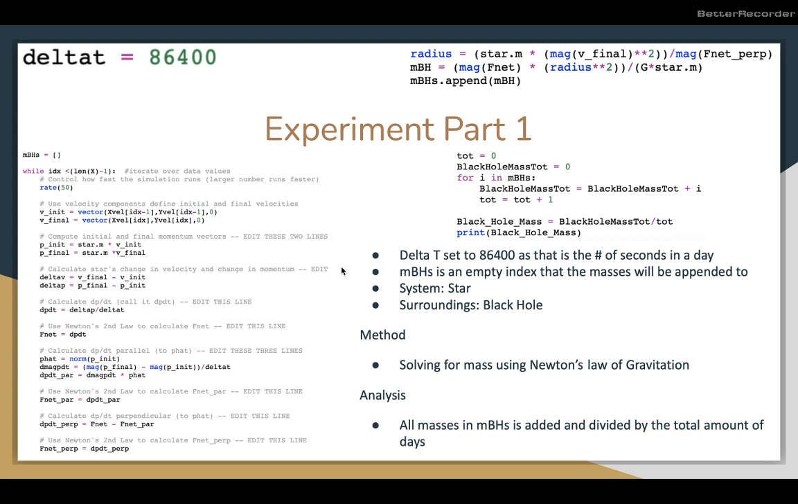All masses calculated will be appended to MBHS, that's what the code in the top right is, added up and divided by the total number of days. Below that is the loop that calculates the average mass.